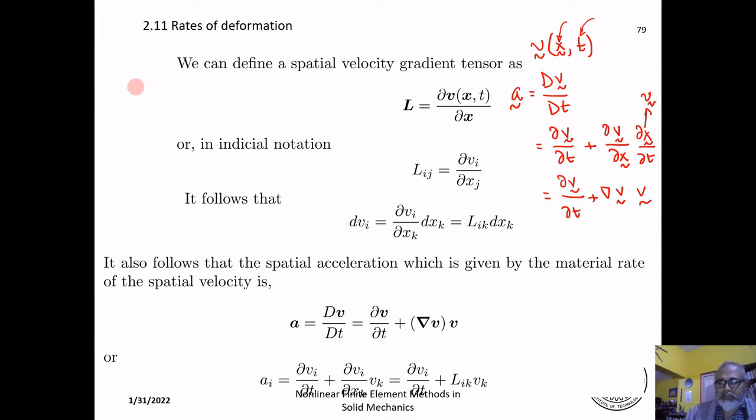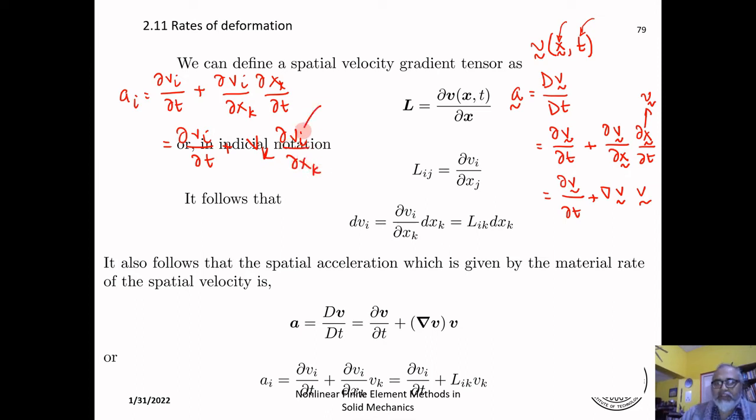So we can do this in indicial notation also. I can write ai is del vi del t plus this quantity, which is del vi del xk into del xk del t, which is del vi del t plus vk del vi del xk, but del vi del xk from this definition is Lik. So the acceleration can be expressed in terms of the velocity gradient, and it becomes del vi del t plus Lik vk. So this is the acceleration at a point.